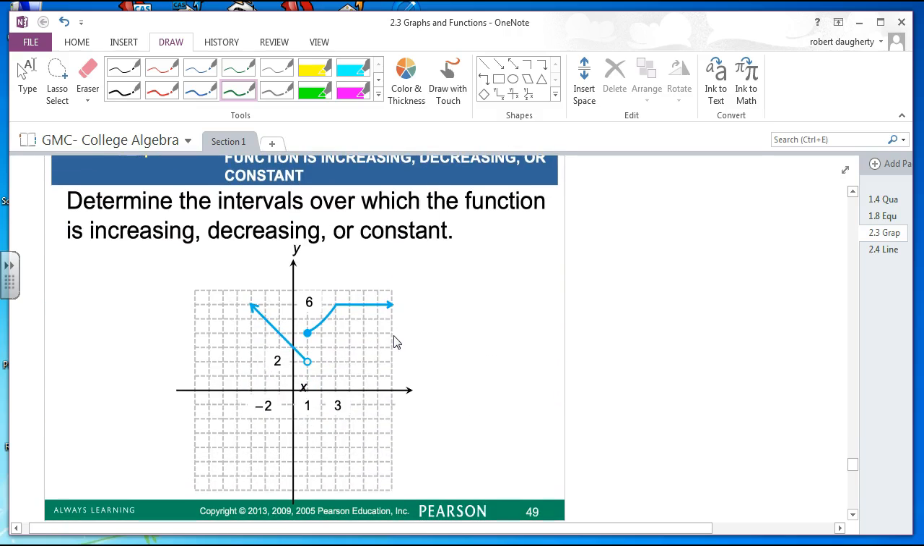And then we just need to talk about functions being increasing or decreasing. The way to tell if a function is increasing or decreasing is you travel from left to right. If I go from this point to this point, the function is going down. So this function starts out decreasing. It decreases until it gets to 1, and then at that point, it starts increasing. It increases from 1 to 3, and then it's constant from 3 on out.